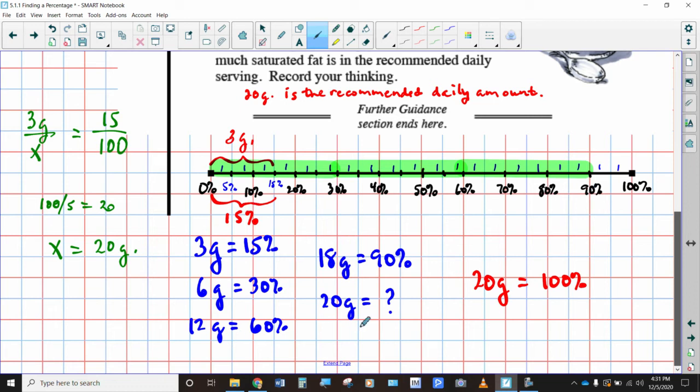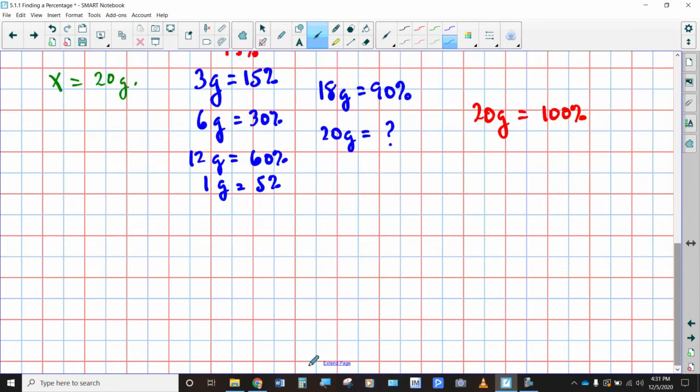And here, using a little bit of logic, although getting those last couple pieces was a little bit confusing, if 3 grams is 15%, then that means that 1 gram would have to be 5%, which means 2 grams would have to be 10%. And so when you add the 2 grams, which are 10%, with the 18 grams that are 90%, then the grand total ends up being 20 grams. 18 plus 2 is equal to 20, which is 90 plus 10, 100%.